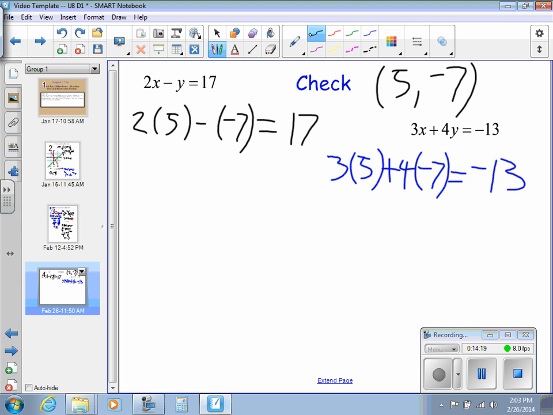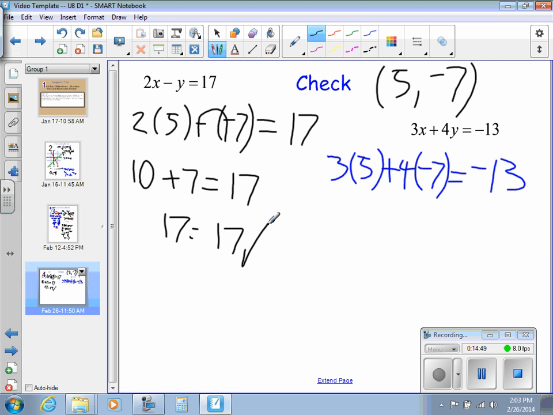We'll come back over here to the equation on the left. 2 times 5 is 10. And then minus negative 7, that's the same thing. Let's see here, these cancel each other out. And that gives me the same thing as plus 7 equals 17. And well, 10 plus 7 is 17, so 17 equals 17, and it checks. Okay, now let me check the other side.